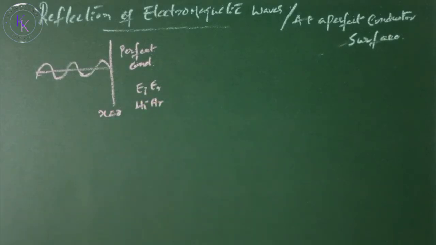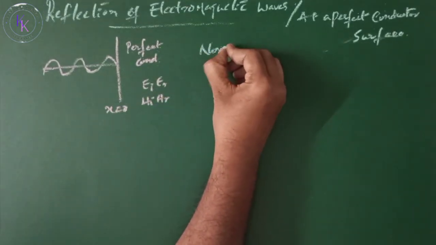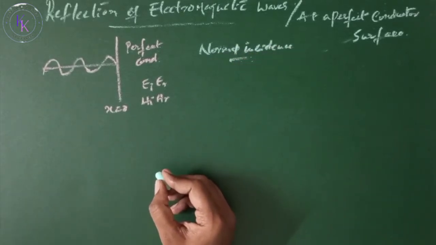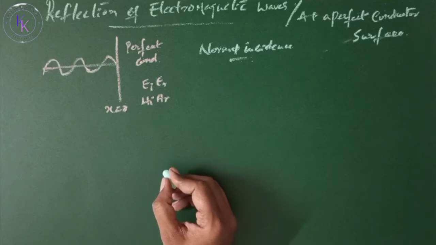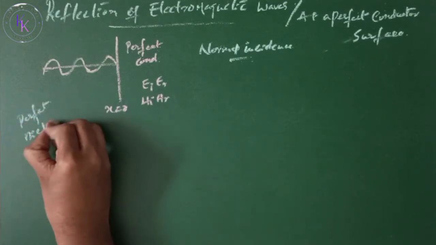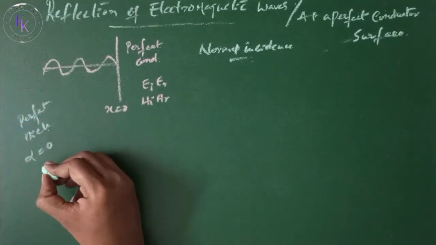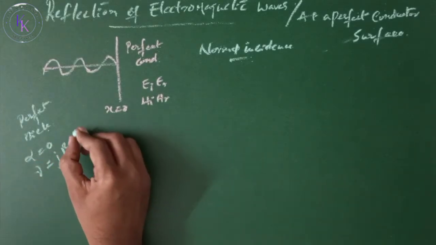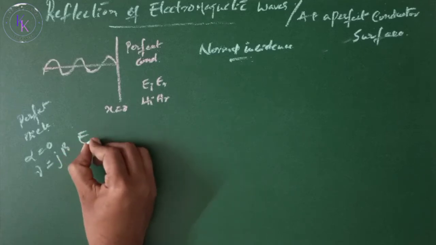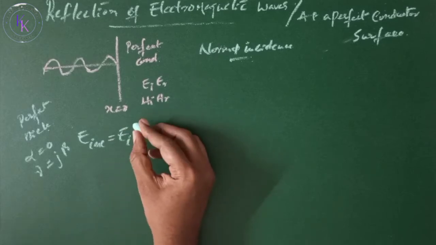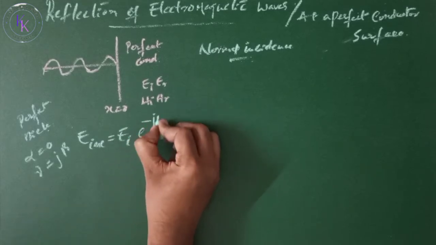Sigma equals infinity. So consider normal incidence. Now let the incident wave be normal to the reflecting surface. Since the first medium in which the wave is traveling in the positive x direction is a perfect dielectric, alpha, that is attenuation, is 0, and gamma equals j beta. Now the incident wave is mathematically represented as E incident equals Ei, the amplitude, e to the power of minus j beta x.